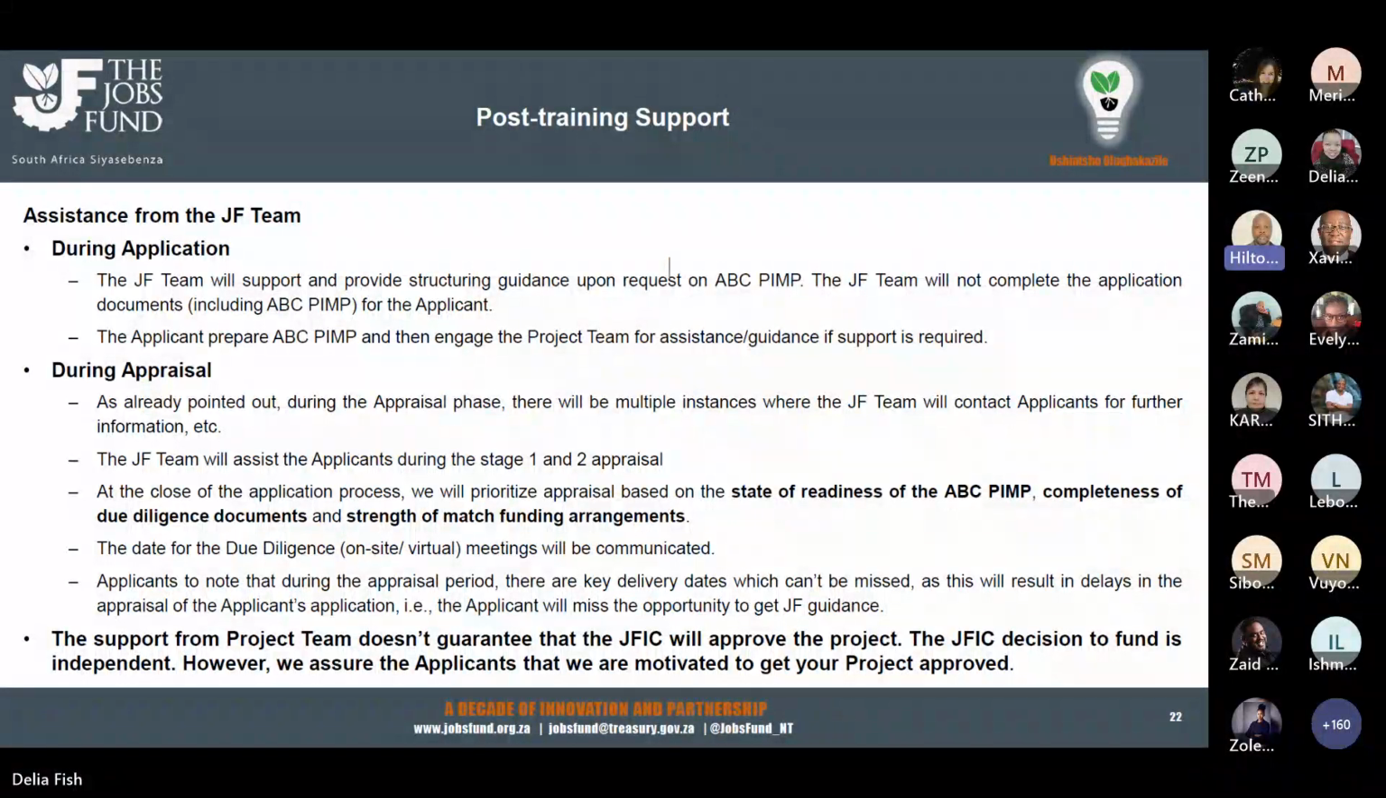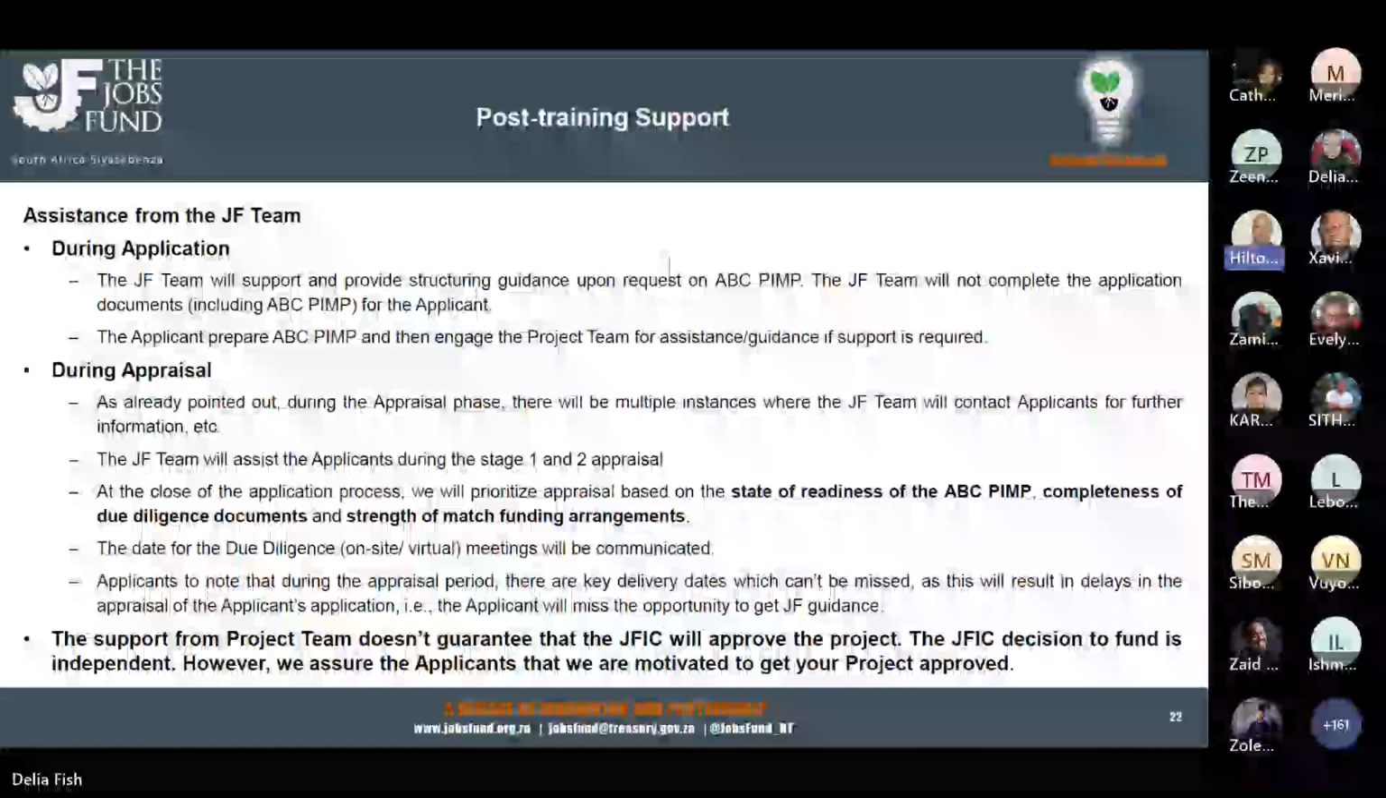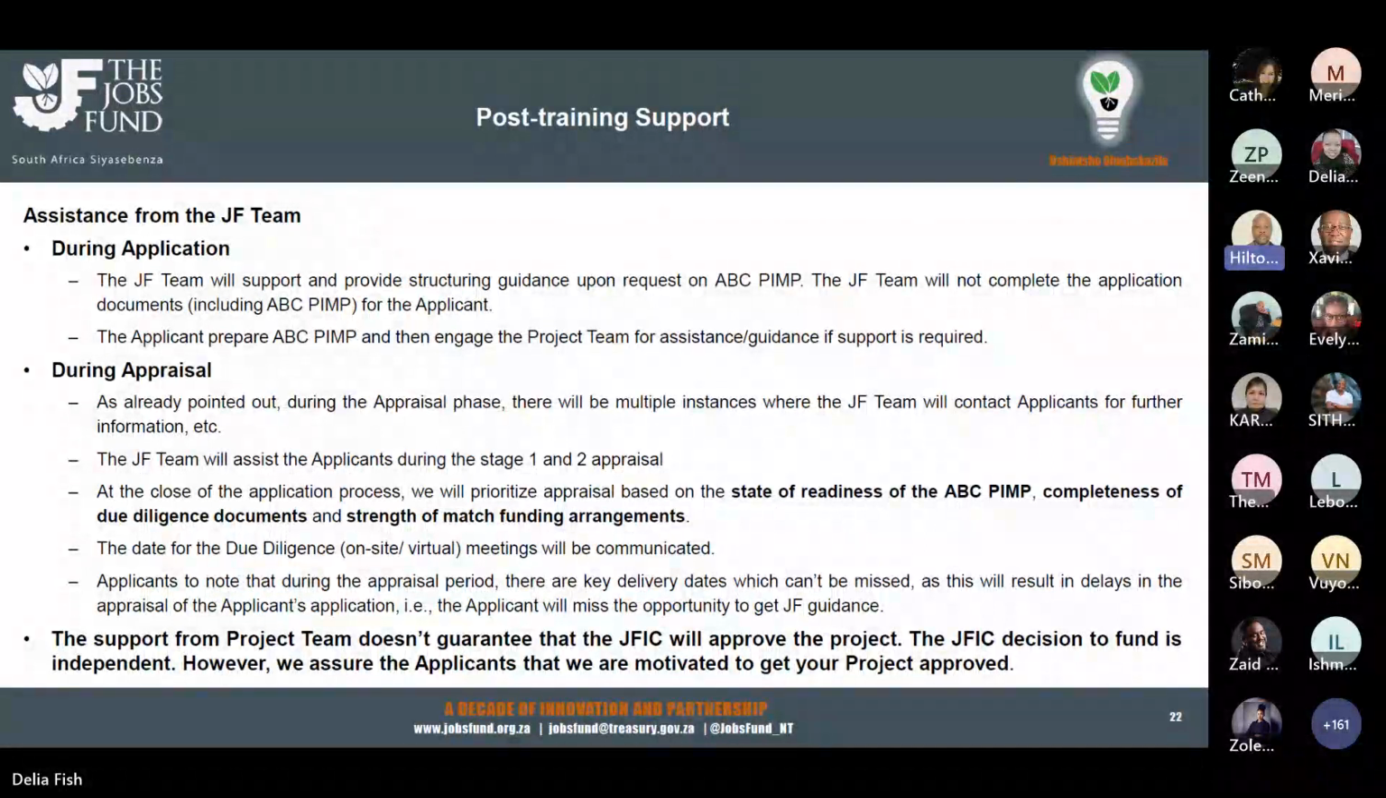There are key deliverable dates, which the team will communicate with you, and there will be communication from the Jobs Fund soon after you've gone past your eligibility criteria. Those dates could be the dates that the team is going to visit you, the date that you should complete your refined ABC PIMP, the dates that you should have submitted all the other required documentation. Those dates are as important as the closing date. Please stick to them and ensure that all submissions are done to meet the deadlines without a miss.